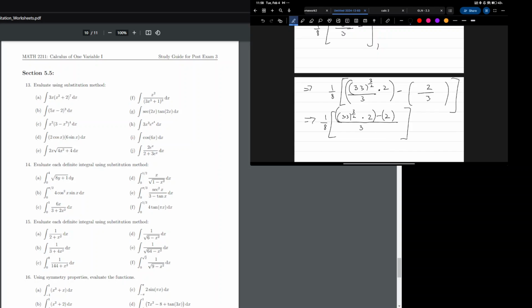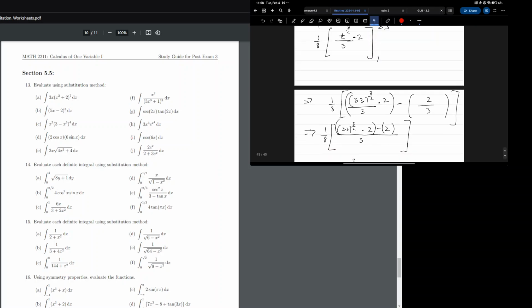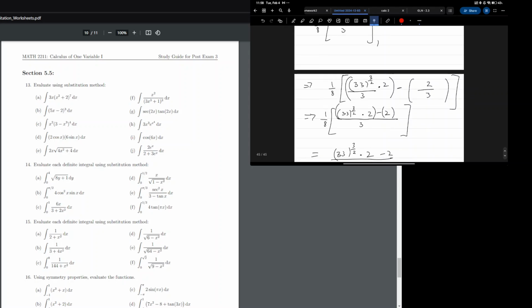And when we open this whole thing up, the 8 gets multiplied over here. So I get 33 to the power 3 over 2 times 2 minus 2 over 24. That's your final answer. Now it looks a bit complicated, but trust me, if you just go step by step, it's all good.